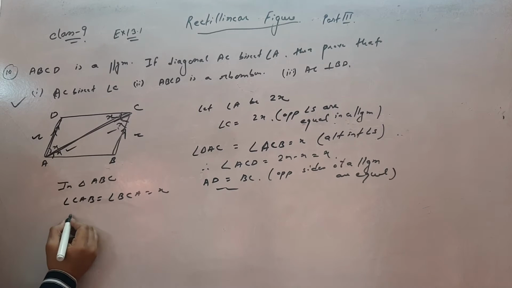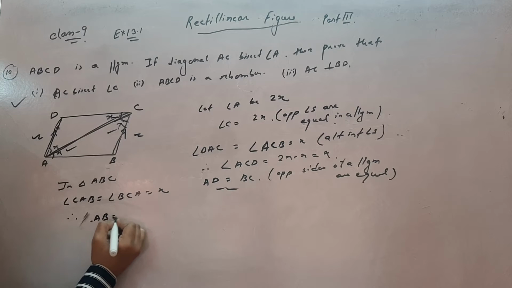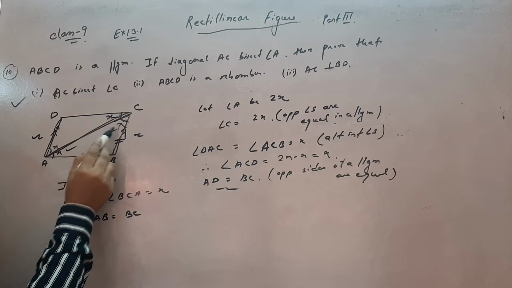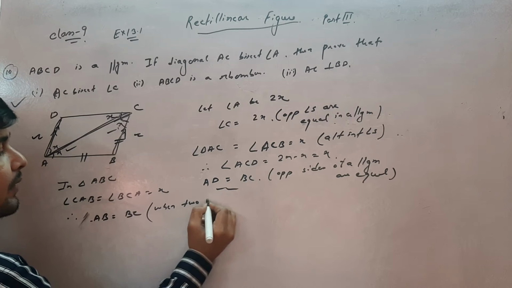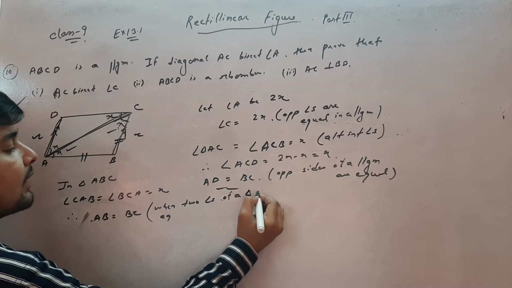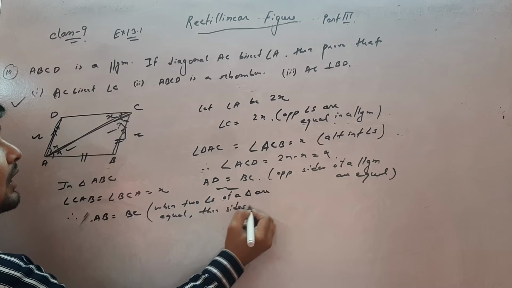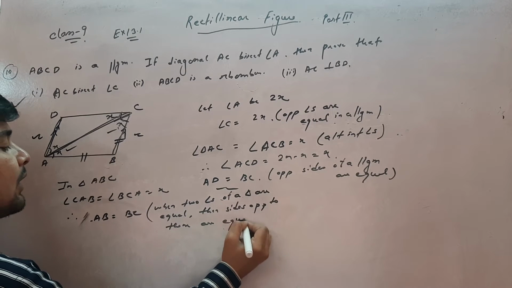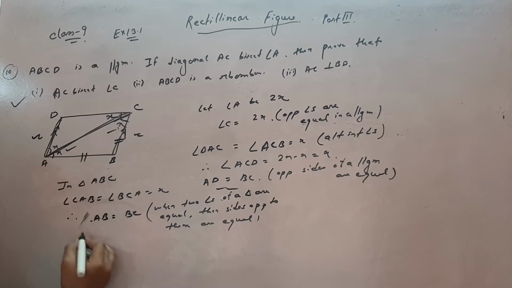Okay, so therefore what we write here is that AB equals BC. That means these two sides are equal, because when two angles of a triangle are equal, then sides opposite to them are equal. You want to give this reason here. Okay, so AB equals BC. Done.